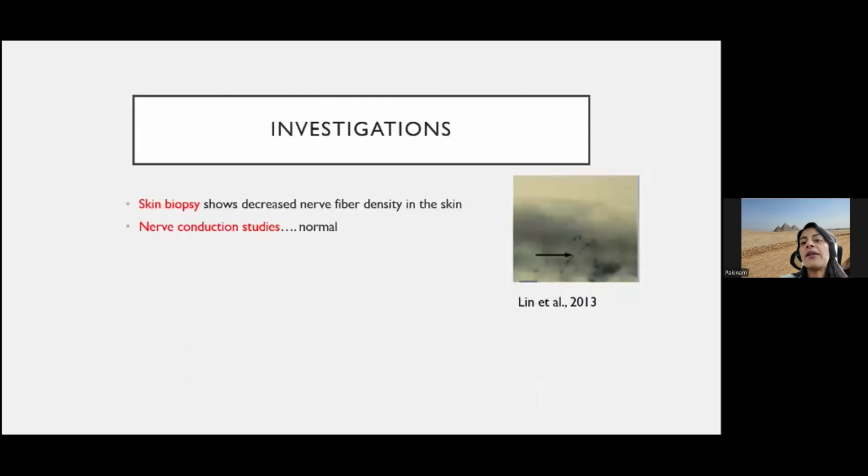So, how can investigations help us to diagnose a patient of erythromelalgia? Unfortunately, skin biopsy shows decreased nerve fiber density in the skin, which doesn't help much. The nerve conduction studies are normal. The capillaroscopy, as we mentioned earlier, is normal. Next, please.